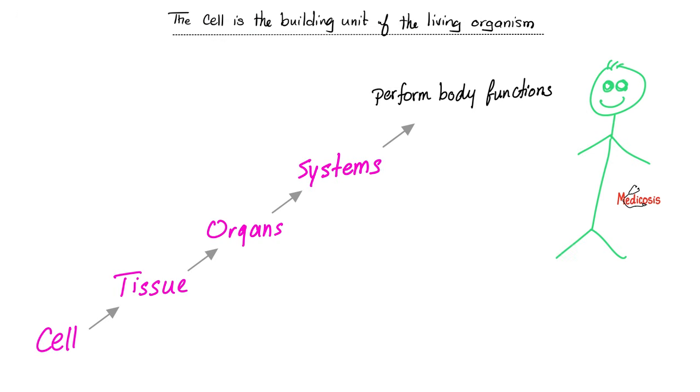What is the building unit of the human body? It's the cell. A bunch of cells gathered together form a tissue. A bunch of tissues combine together to form an organ. A bunch of organs will make a system, and a bunch of systems will make your entire body. Look at the thrill in his face. He's excited to learn anatomy.